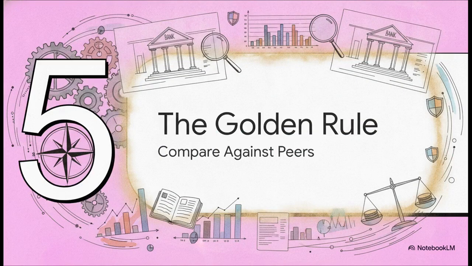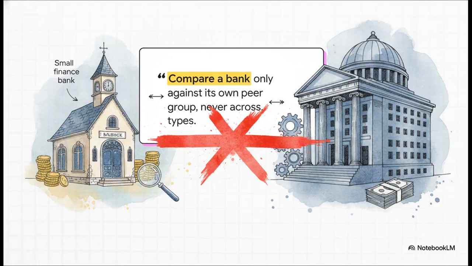Which brings us to Section 5, the golden comparison rule. Compare against peers. This right here is the absolute law of banking analysis that professionals swear by to avoid being fooled by flattering headlines or panic-inducing clickbait. You must compare a bank only against its own peer group and never across types. It is a fundamental error to compare the margins of a small finance bank directly to those of a public sector bank. It's a completely invalid comparison that's just going to lead you to make poor investment decisions.